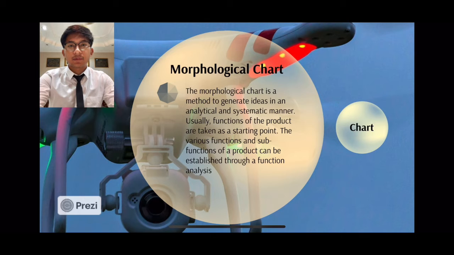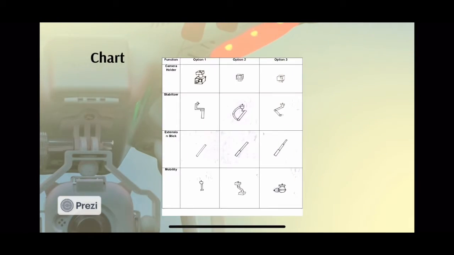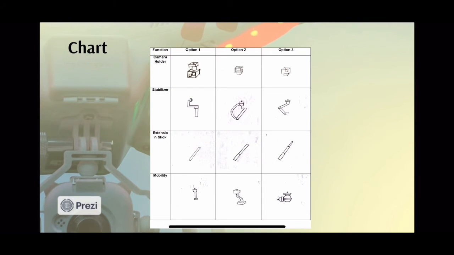For the flow of the design, we have four options: camera holder, stabilizer, extension stick, and mobility. For the camera holder, we redesigned it to make it more reliable to combine with the drone. For the stabilizer, we also redesigned it by adding a gimbal at the end of the holder to make it more stable.